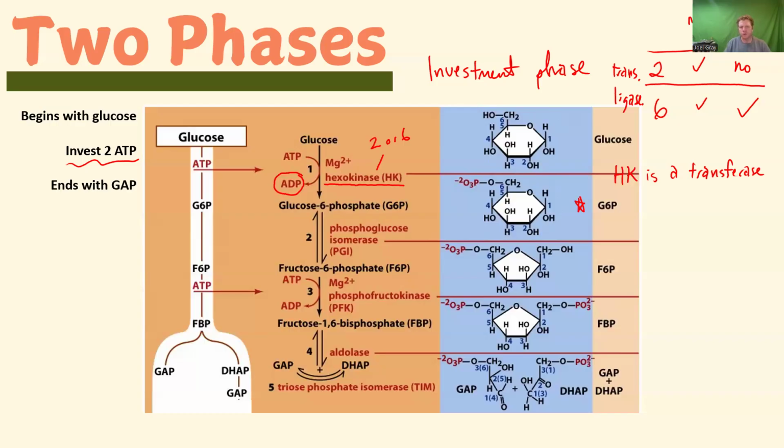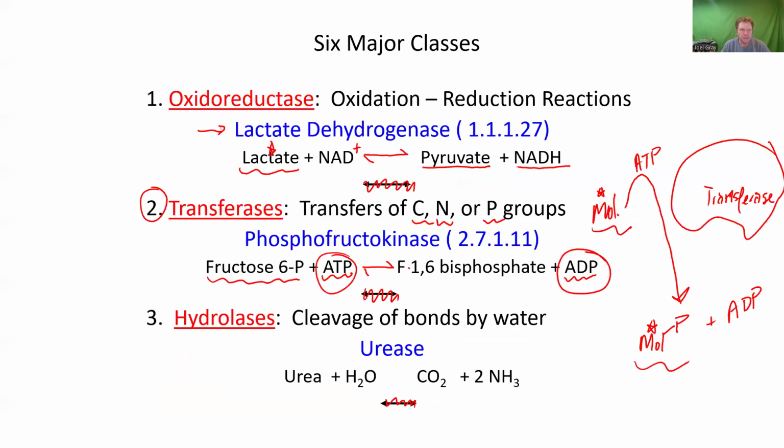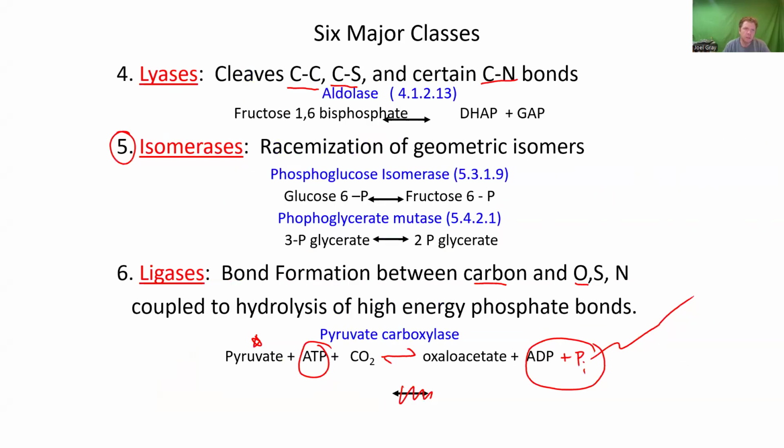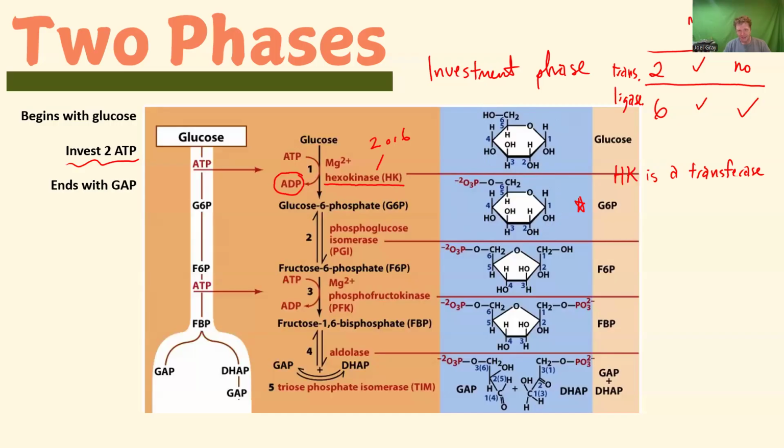Okay, my next enzyme is phosphoglucose isomerase. Take a moment and look at these different options. Do you think that phosphoglucose isomerase is an oxidoreductase, a transferase, a hydrolase, a lyase, an isomerase, or a ligase? How would you classify that based on its name alone? And then, if you're unsure by that, look at the two molecules. Your input is glucose 6-phosphate. Your output is fructose 6-phosphate.